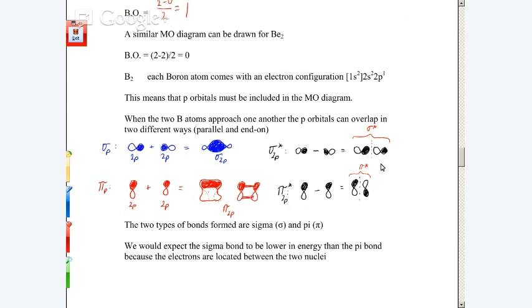All right, some general rules of ranking the energies. As we've already talked about, bonding orbitals are generally lower in energy than antibonding orbitals, for the same types of orbitals. And sigma orbitals are generally lower in energy than pi orbitals. What it says here, we would expect the sigma bond to be lower in energy than the pi bond, generally. And that's because of where the electrons are located. It's a slightly lower energy interaction to have them on the internuclear axis in between the two nuclei than on either side.